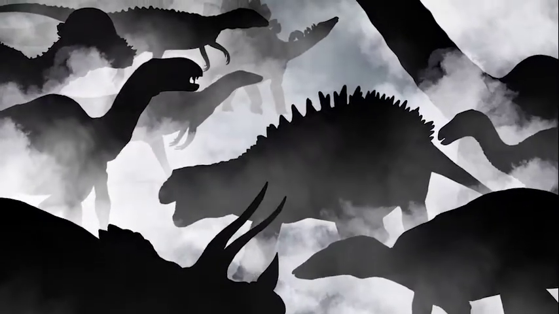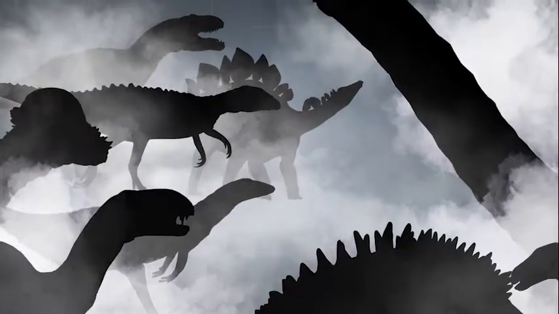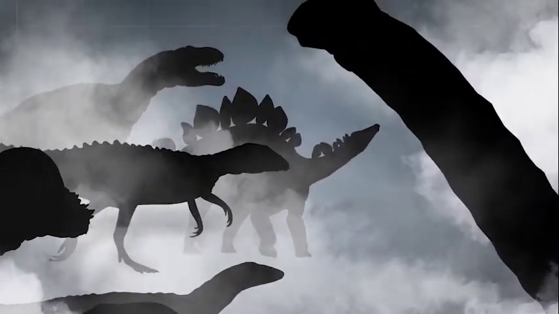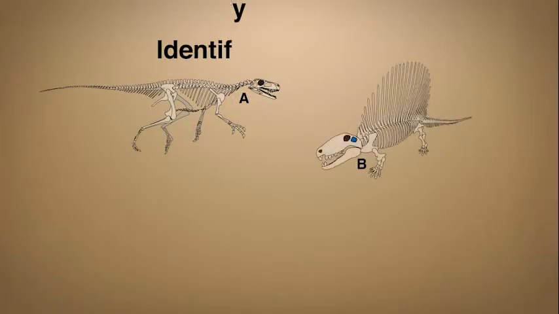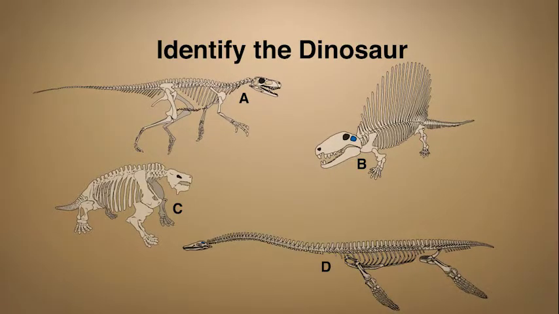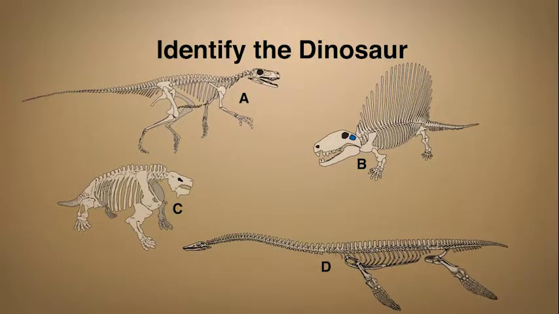Even though people have been fascinated with dinosaurs for years, they often have only a general idea about the characteristics that make dinosaurs different from other animals. Here are 4 skeletons. Only one of them is really a dinosaur. Can you tell which one?